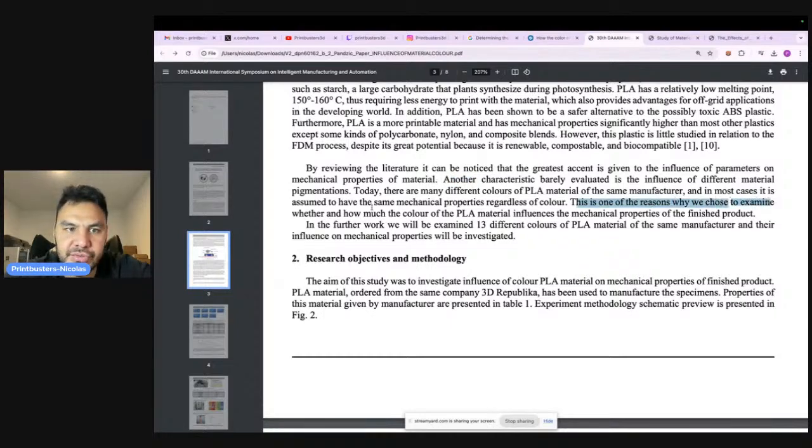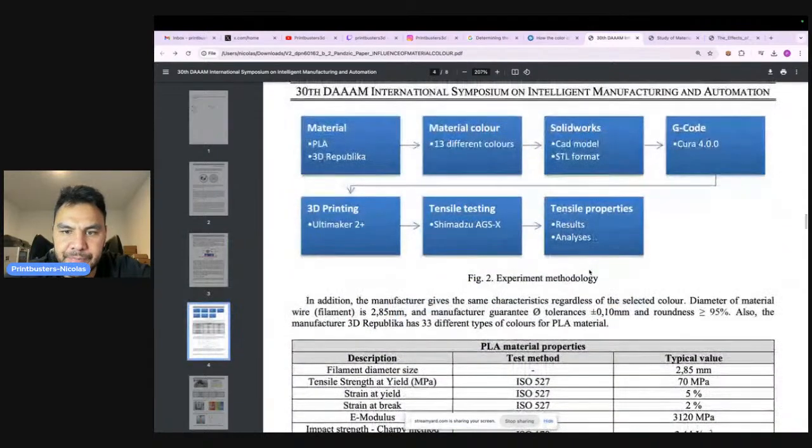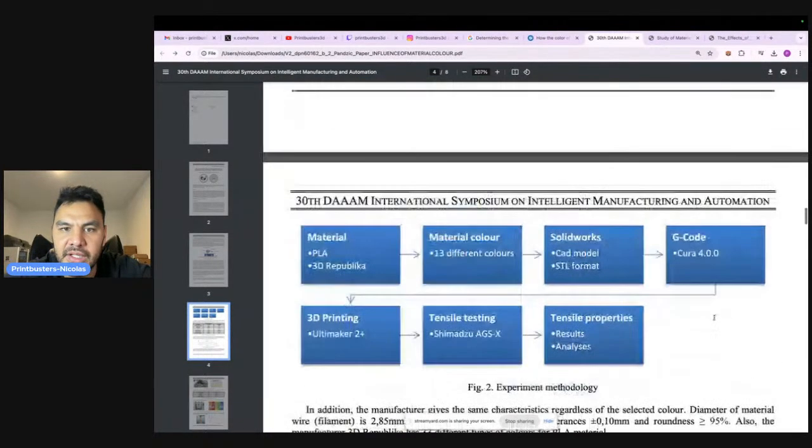This is one reason why we chose to examine how much the color of PLA material influences the mechanical properties. In the further work, we will examine 13 different colors of PLA material of the same manufacturer and their influence on mechanical properties, okay? The aim of this study is to investigate the influence of color. PLA ordered from the same company, 3D Republica, has been used to manufacture the specimens. Properties of this material given by the manufacturer are presented in table 1. Okay, table 1. So that's property in terms of performance. Okay, got it.